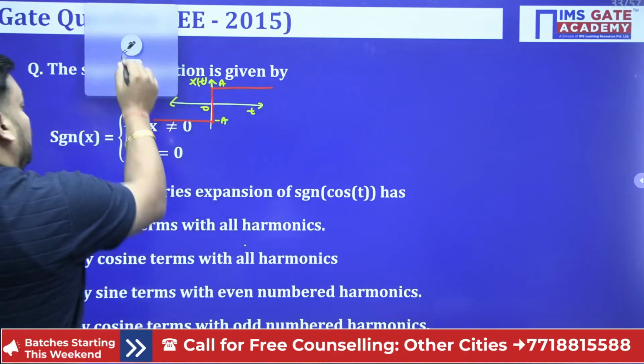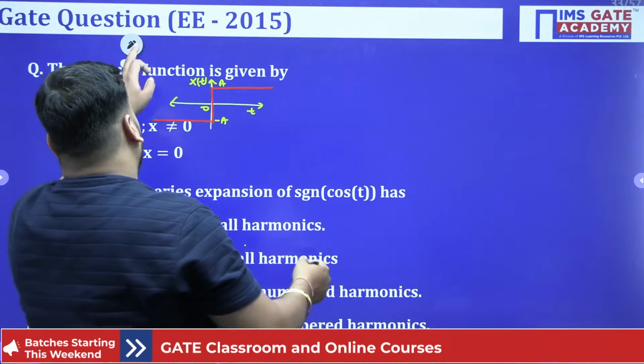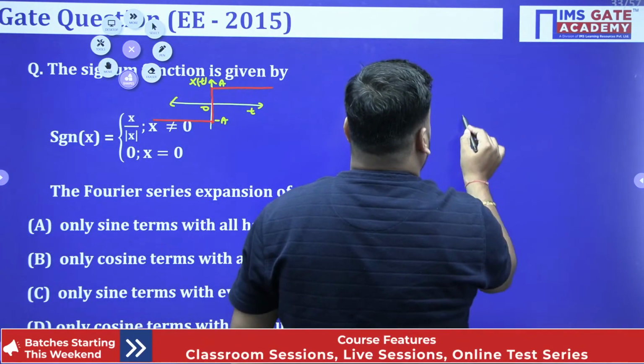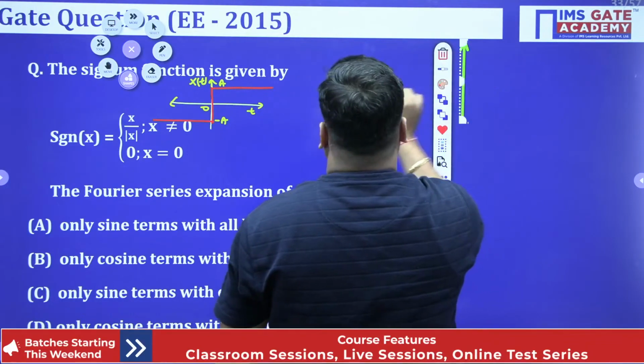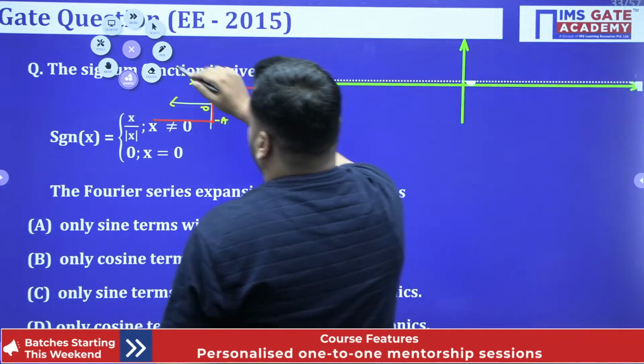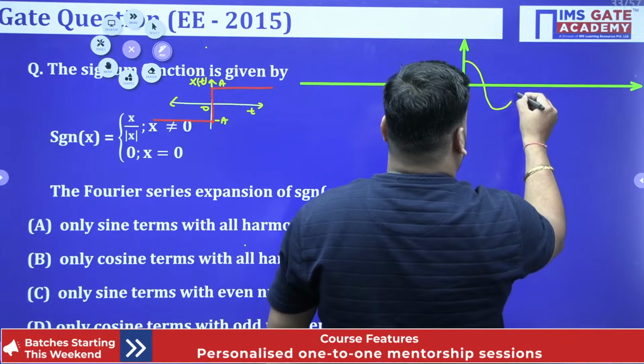Now the Fourier series expansion of the signum function of cos of t. It means that first of all, I need to make a curve of cos t. If I make a curve of cos of t, then what will happen? Just try to focus. So this is my cos curve, guys.